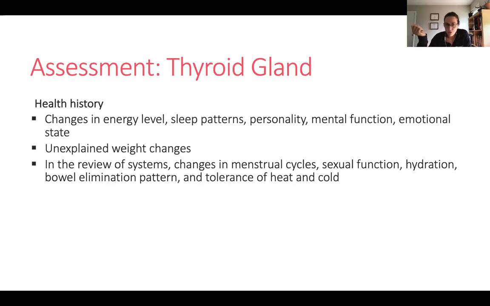And then in the review of systems, you want to know any changes in menstrual cycles, sexual function, hydration, if they have any bowel changes, or tolerance of heat or cold. So depending on which one they have, and we'll go over the breakdown of hyper and hypothyroidism, they're either going to be really, really hot all the time or really, really cold all the time.